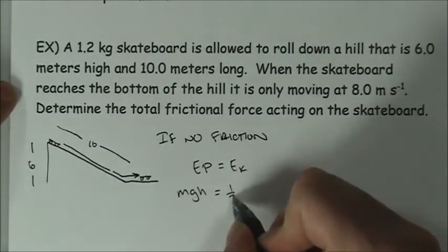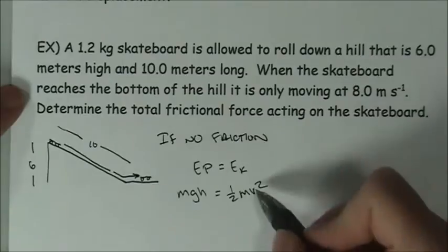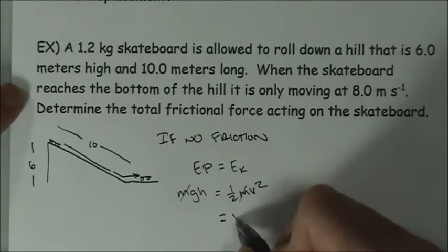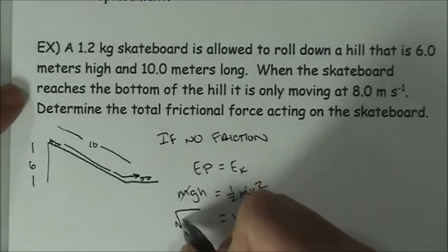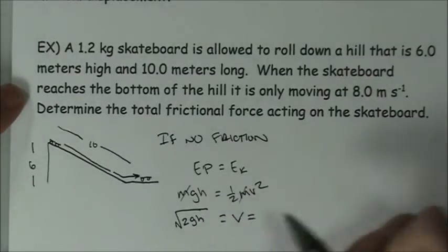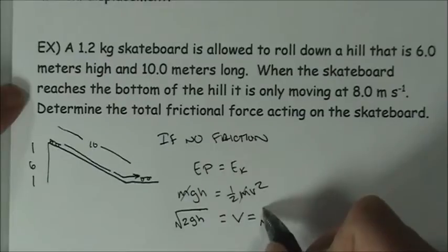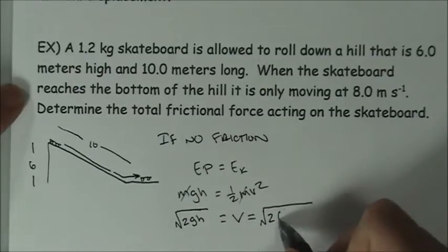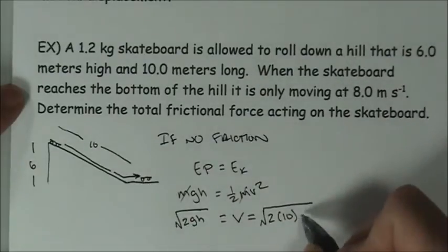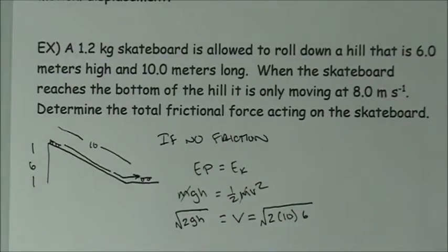So mgh is equal to 1/2 mv squared. Obviously in this case we really don't need to know what the mass of the skateboard is, and we would find that v is equal to the square root of 2 times g times h. And we'll just throw another equal sign over on the other side, and we'll go ahead and plug the numbers in. So that's 2 times 10, and it was said that the hill was 6 meters high. And so we'll calculate the answer for this.